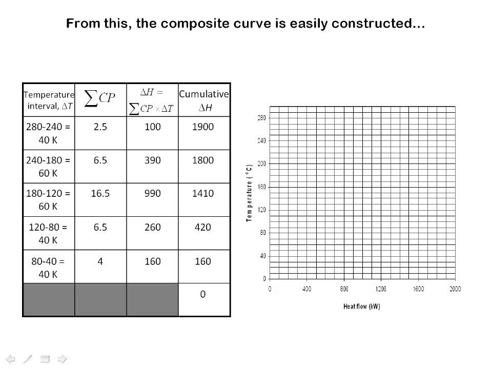And from this, the composite curve is now easily constructed. So starting from the bottom, 40 degrees C corresponds to no heat left. 80 degrees C corresponds to 160 kilowatts of heat left, and then adding up each of our curves. So by the time we get to 120 degrees C, we've got 420 kilowatts of heat available. At 180 degrees C, we've got 1410 kilowatts of heat available. At 240, we've got 1800, and at 280, we've got all of our heat, 1900 kilowatts, available.